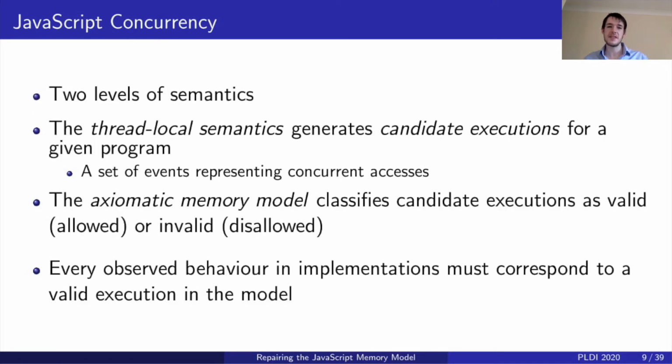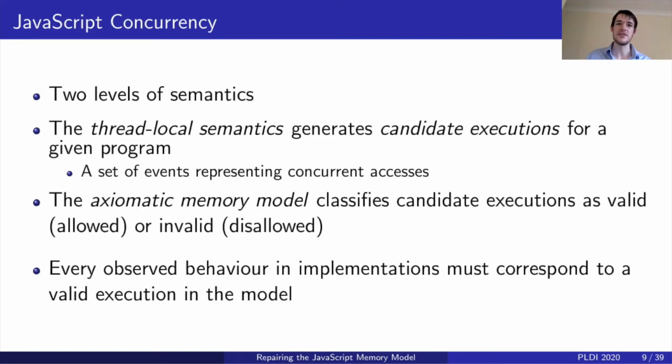The JavaScript specification defines two levels of semantics. First, a familiar thread-local operational semantics. However, when executing a concurrent access, instead of picking a concrete result, the thread-local semantics simply emits an event recording the access and continues execution.